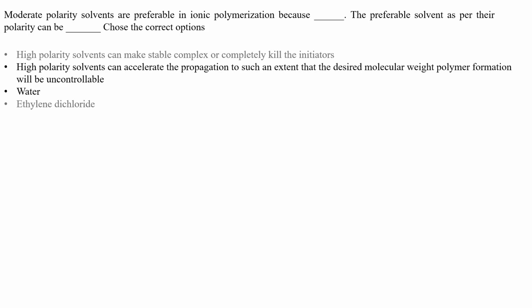So we can clearly see that there are two solvents given here, water and ethylene dichloride. Which one will be the correct one for this? Since water is a highly polar solvent, ethylene dichloride is the correct answer. So that's why it's a preferable solvent, since the correct statement is that moderate polarity solvents are suitable for ionic polymerization. That's why ethylene dichloride is the correct answer for this one.